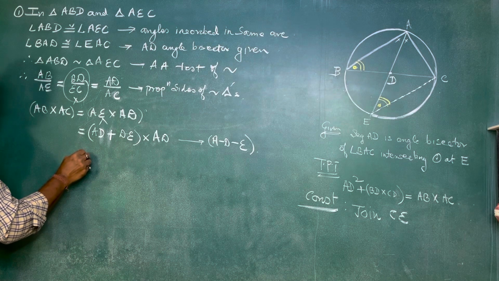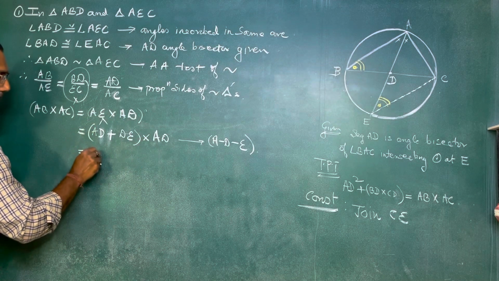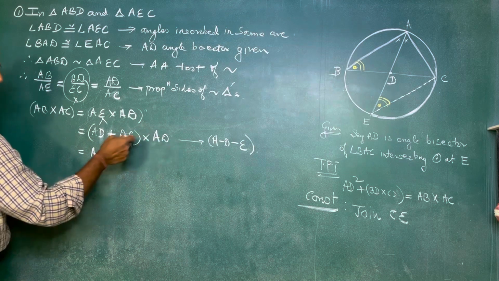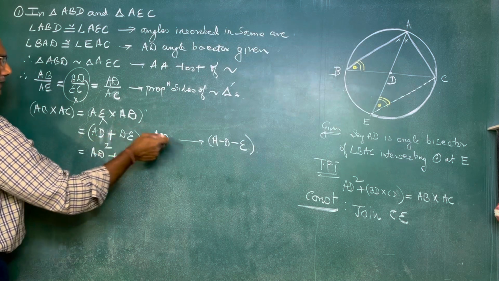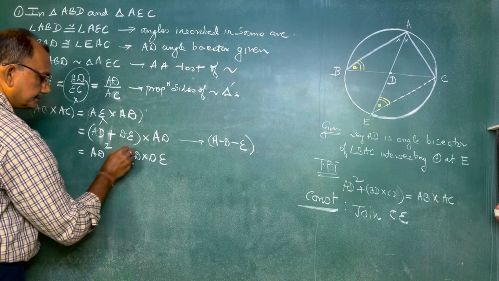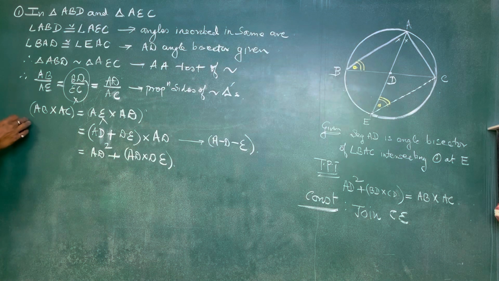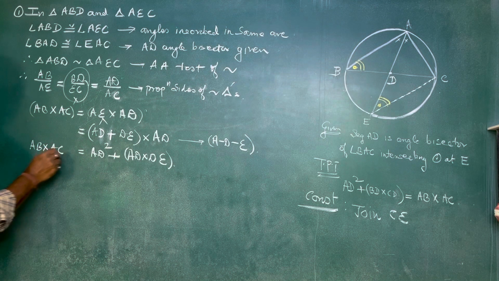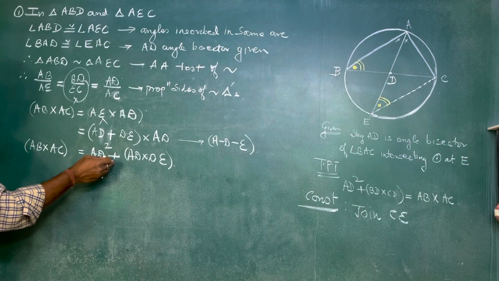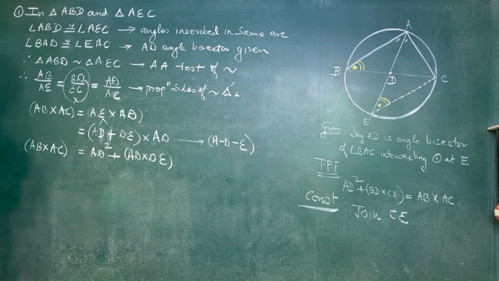If I open this bracket, AD into AD, I'll get AD square plus this I cannot multiply, but at least I can write in a bracket AD multiplied by DE. So finally I get AB into AC is equal to AD square plus AD into DE. So this was statement number 1. We reached up to this particular part.